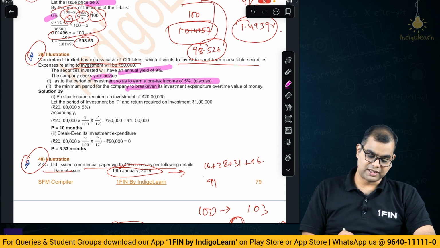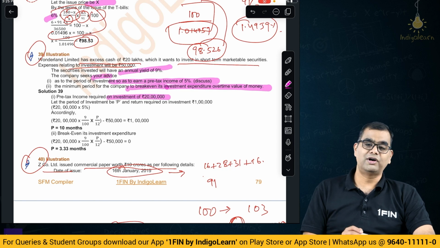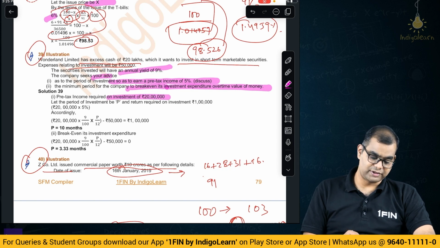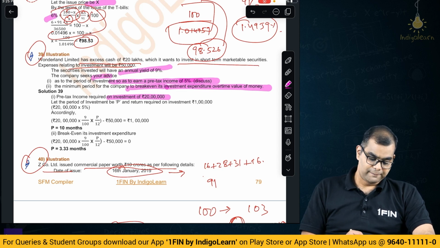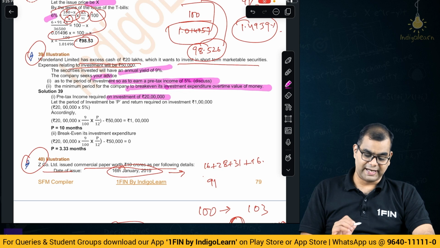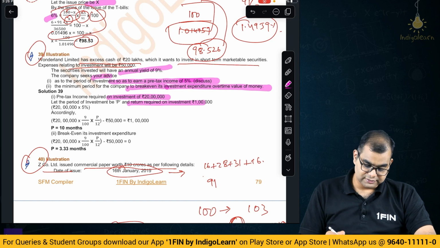The minimum period for which the company must invest to break even its investment expenditure over the time value of money. What is over the time value of money? Anyway, let us see. What is the pre-tax income required? Pre-tax income required: as the securities will have a 9% yield, but they need to earn a pre-tax income of 5%. So, if you are going to invest 20 lakhs and the return on the investment needs to be 5%.